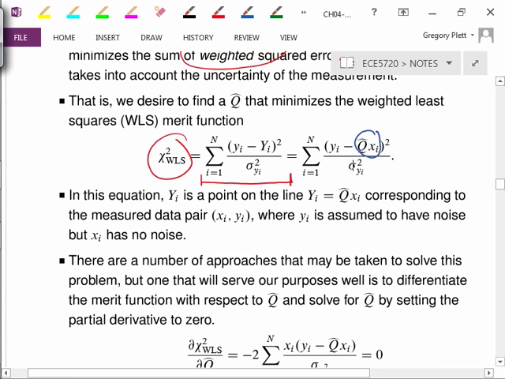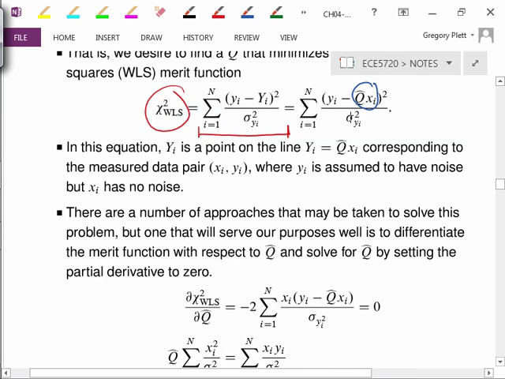We want to optimize by finding Q hat. We want to find the best Q hat to minimize this cost function, this merit function. One way of doing it is to take the derivative of the cost function with respect to the variable Q hat, and then set the derivative equal to 0 and solve for Q hat. That's what we're going to do.